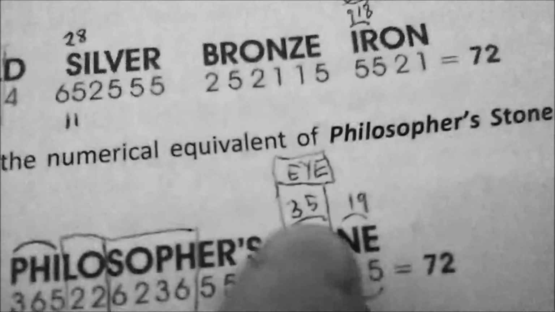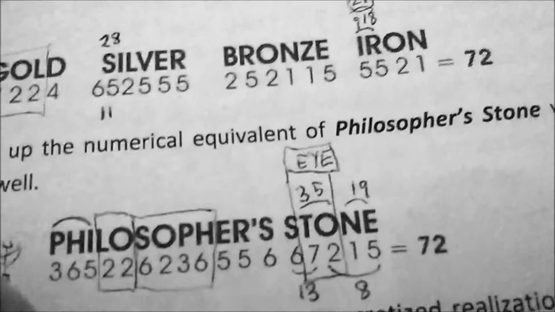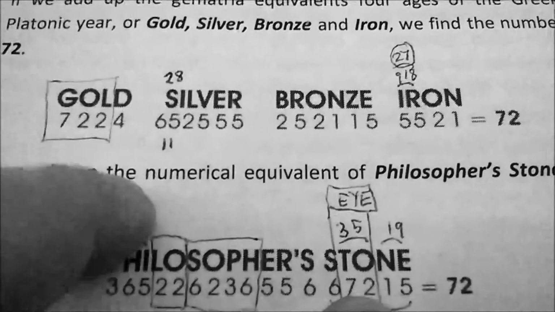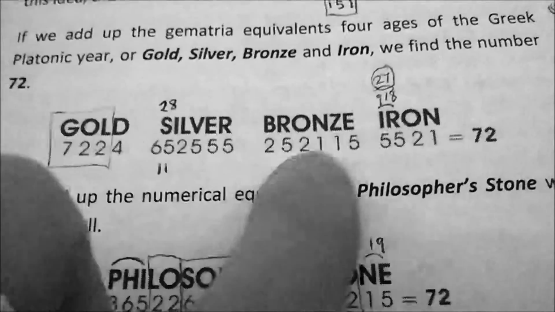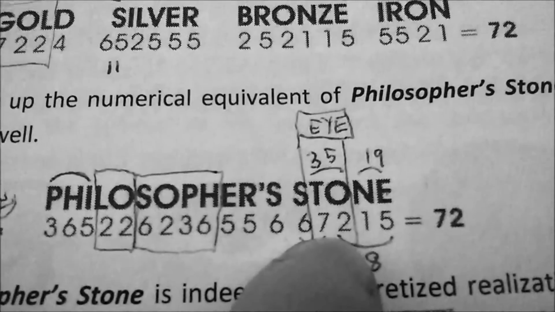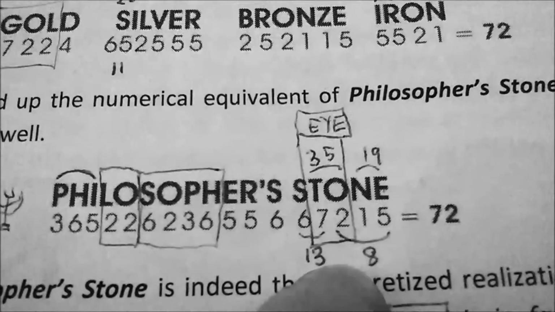And it also equals a 72. And we know that the eye, the all-seeing eye, is so central to their symbolism. So the eye would have the gold, silver, bronze, and iron all in it, of course. And I just think that's really amazing that it is a 72, and then it also adds to a 9.